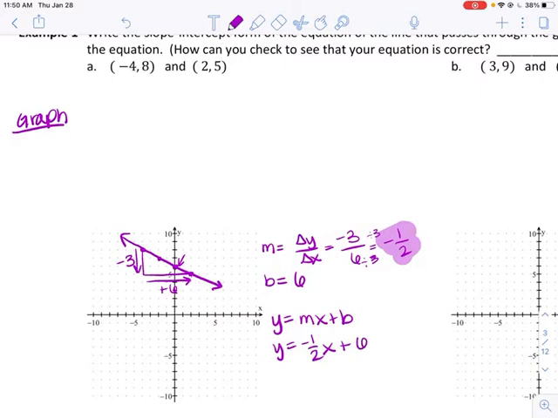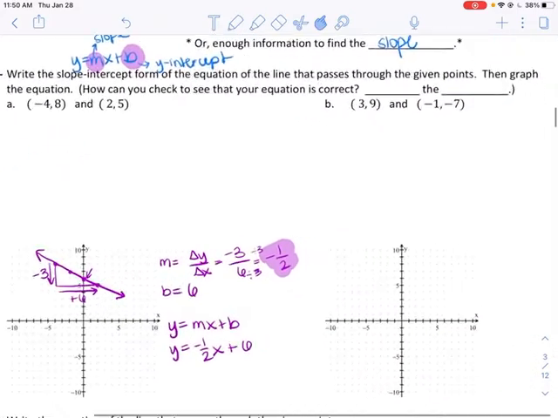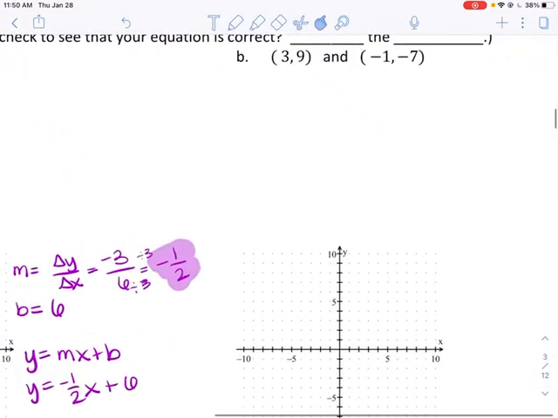Now, you may not always have the ability to graph your points. What if they're super far apart? What if one of them is a fraction? Then you're going to have a hard time. So let's talk about a different way to find the slope and y-intercept.